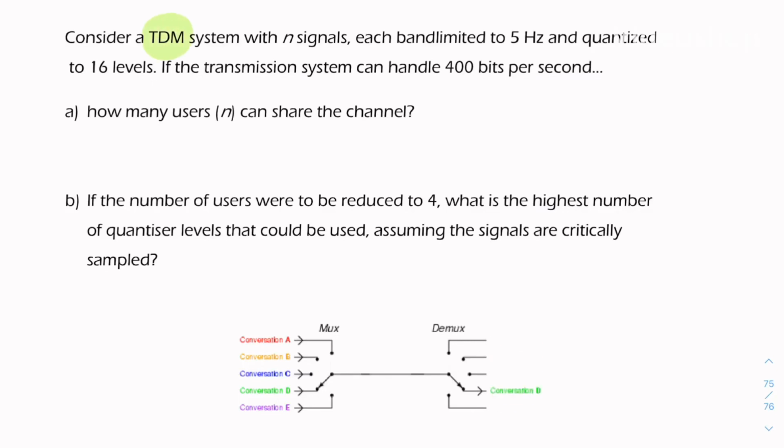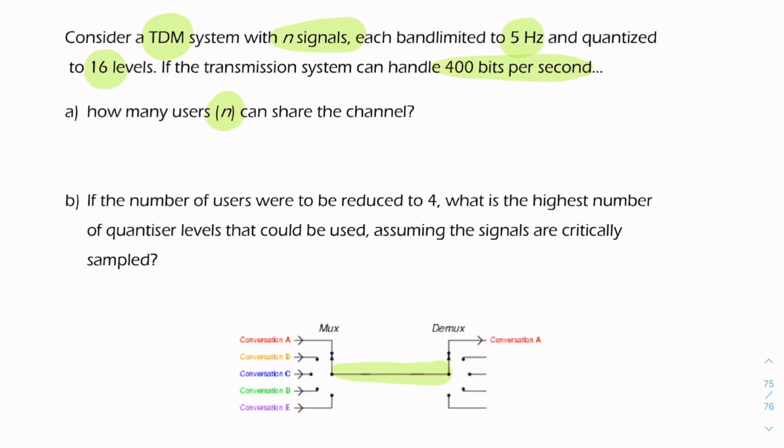In this question, we have a TDM system, and we have n signals. So n here isn't the number of bits, it's the number of channels. And we're given the bandwidth of each channel, 5 Hertz. We're told how many levels the quantizer has. And we're told that the channel can only support 400 bits per second. So how many users can we put onto that channel?